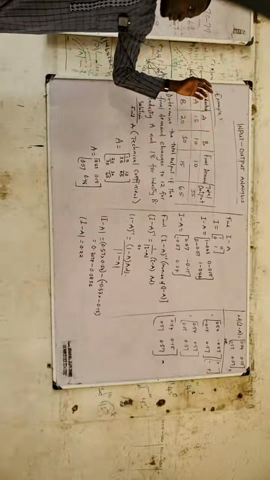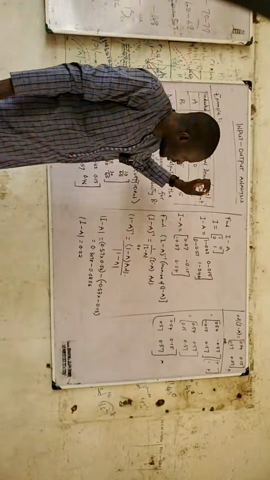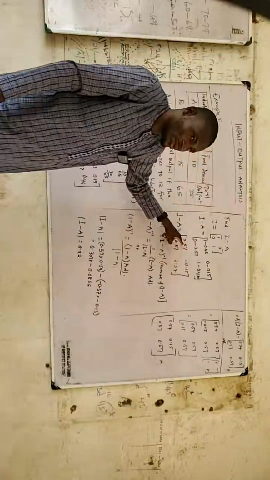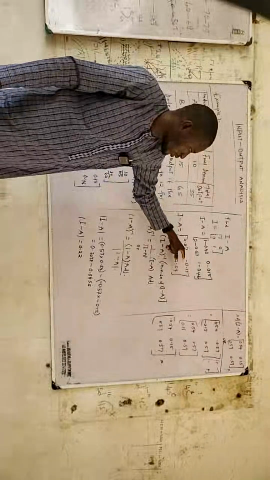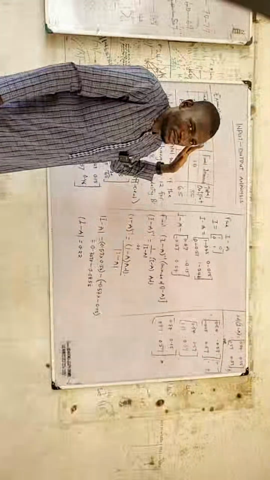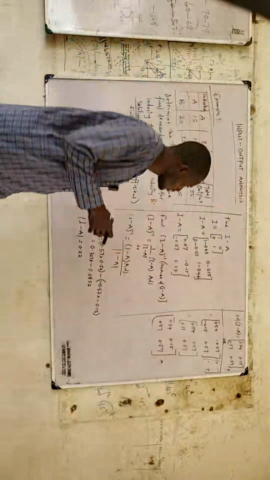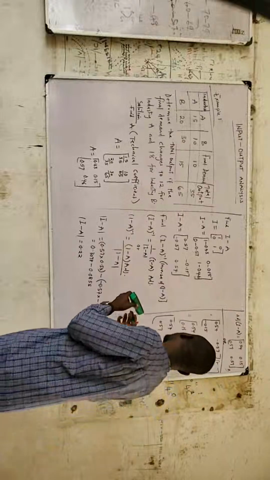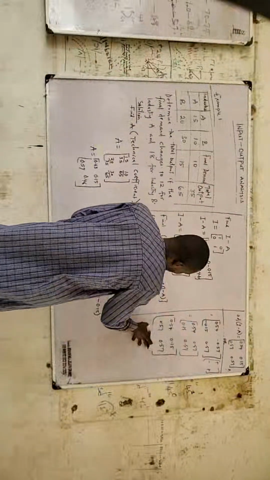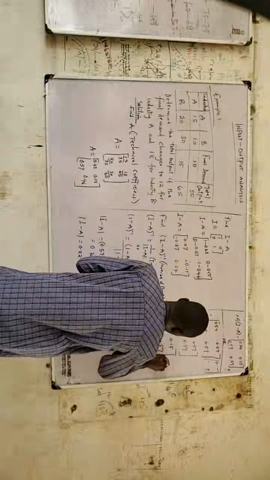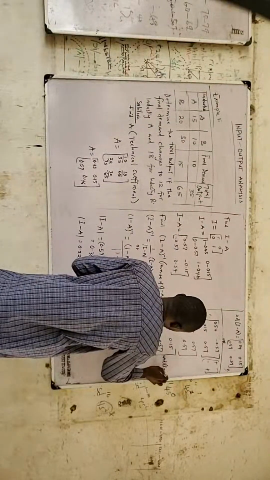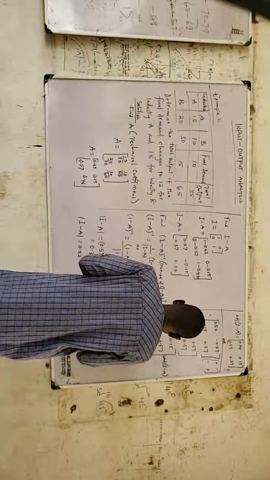For 2 by 2, once you want to get the adjoint, just interchange the elements on the major diagonal. Then multiply these ones by negative. Finish. So to get this one, you copy one. Leave that one, leave that one, leave that one. Leave that one.